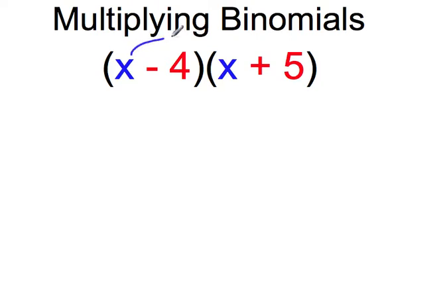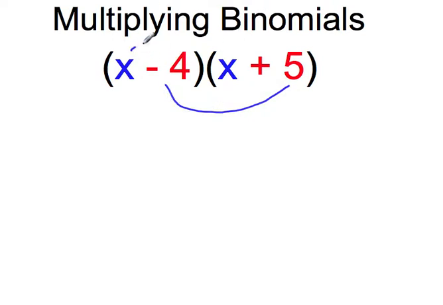First, we're going to take this x and we're going to distribute it to this x through multiplication. Then we're going to take this x and distribute it to this 5 through multiplication. When we're all done with that, we're going to take this negative 4, distribute it to the x again, and this negative 4 and distribute it to the 5 again. And we'll see what ends up happening, what's the result of that multiplication.